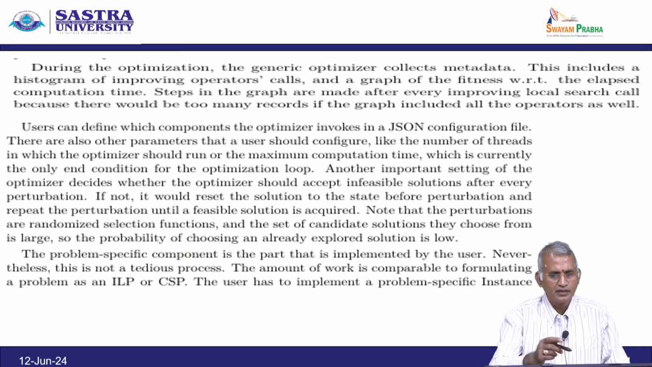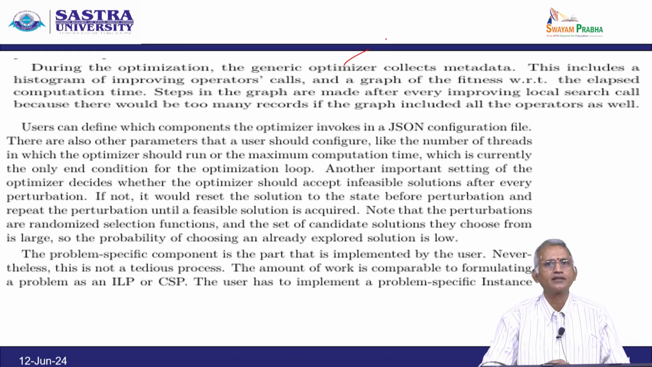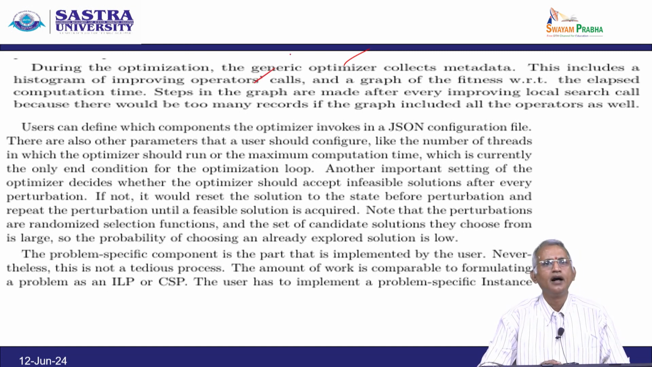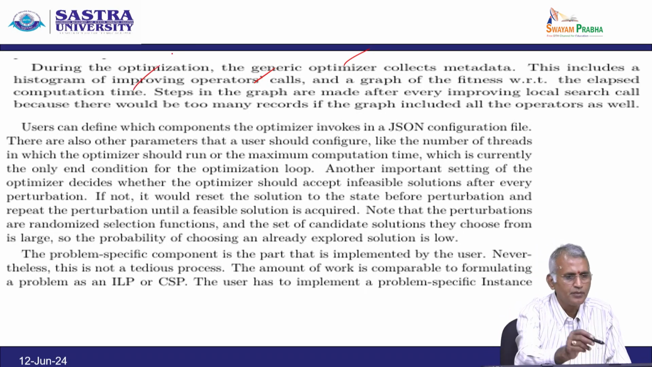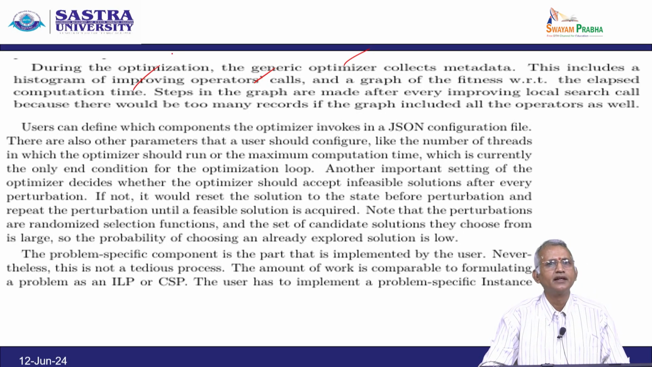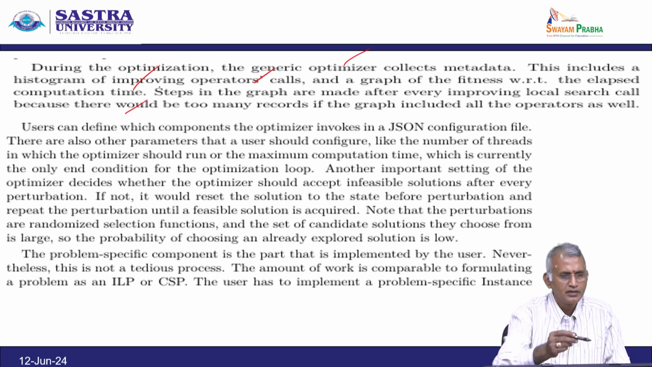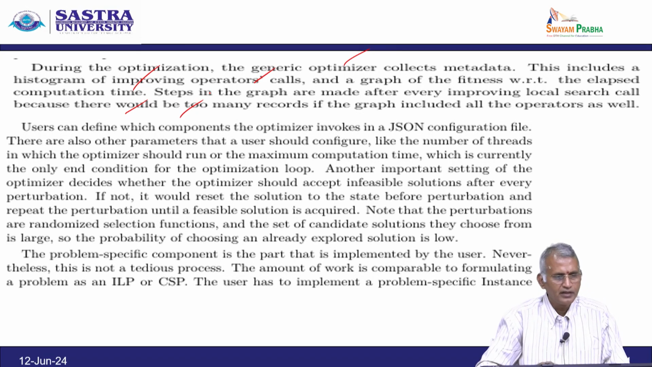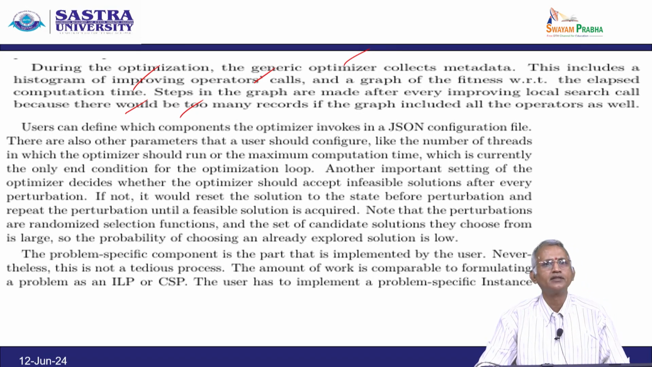During the optimization, the generic optimizer collects metadata. This includes a histogram of improving operator calls and a graph of the fitness with respect to the elapsed computation time. Steps in the graph are made after every improving local search call because there would be too many records if the graph included all the operators as well. So, the user can define which components the optimizer invokes in the JSON configuration file.